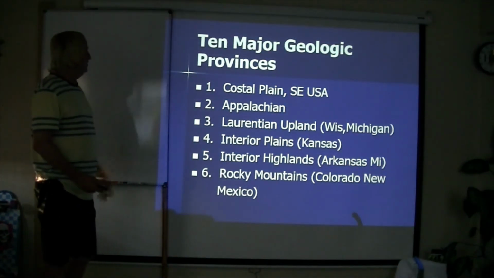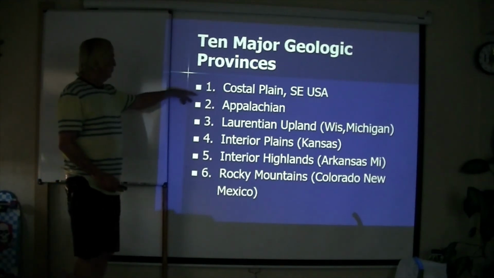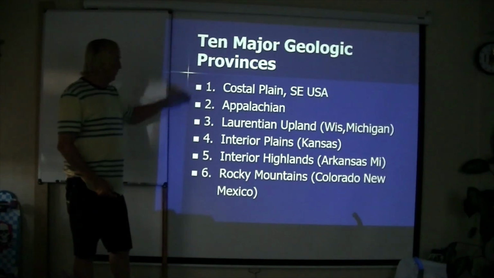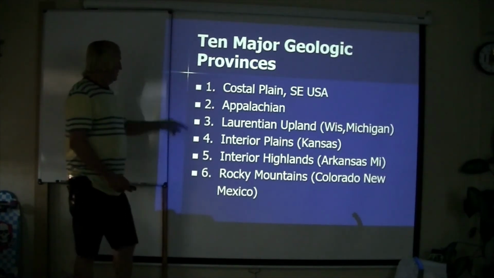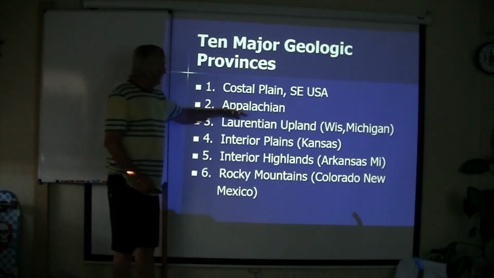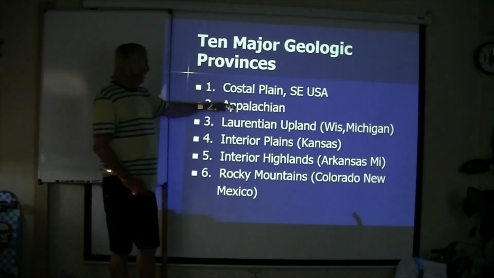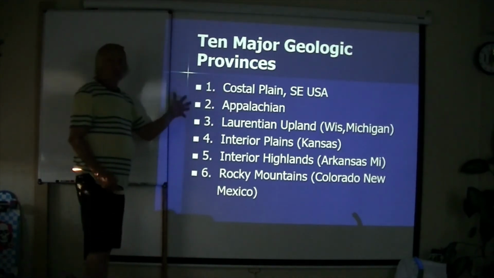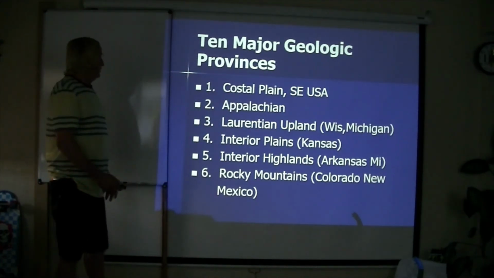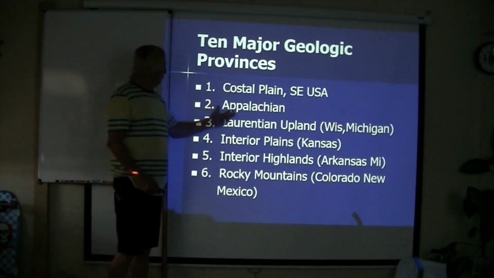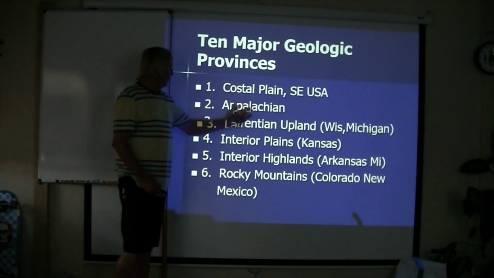So the 10 major geological provinces are the Coastal Plains. It's the southeastern United States, basically the eastern seaboard. Behind that are the Appalachian Mountains. Believe it or not, through erosion, the Appalachian Mountains deposited the material that made the coastal plain. So the coastal areas of Virginia, North Carolina, South Carolina, those sorts of states, are basically due to erosional material that came off the Appalachian Mountains.